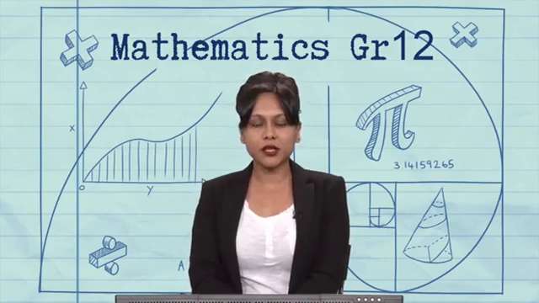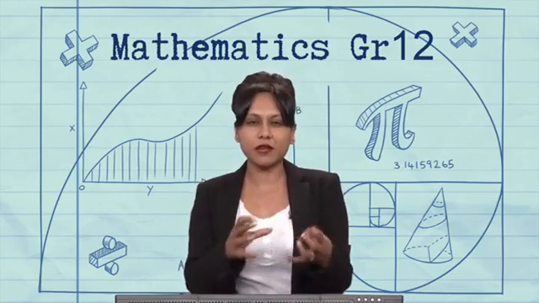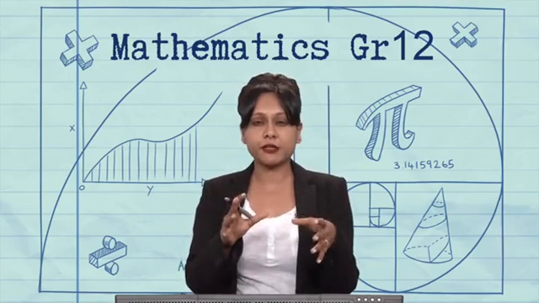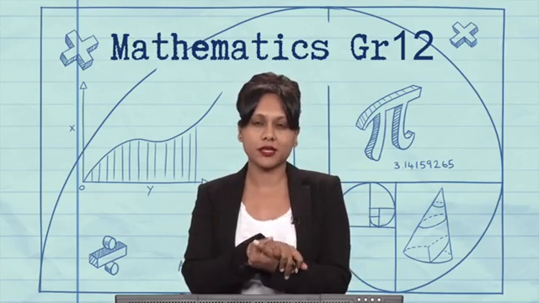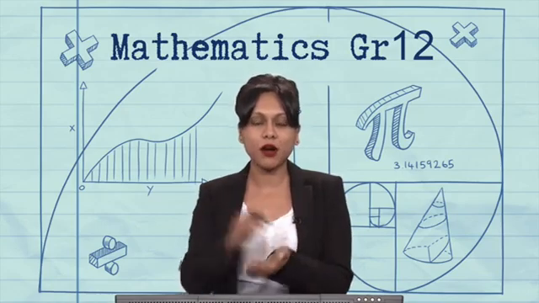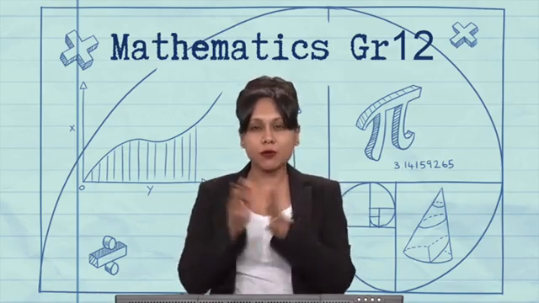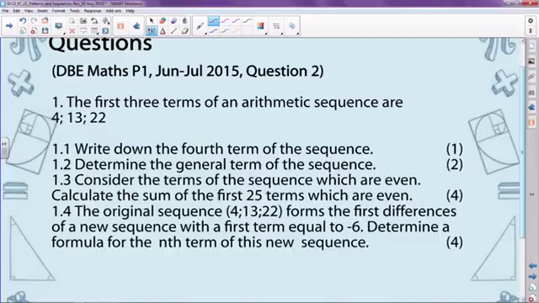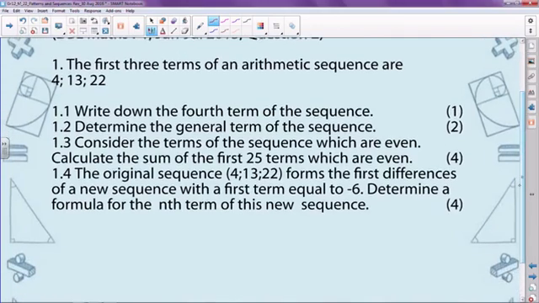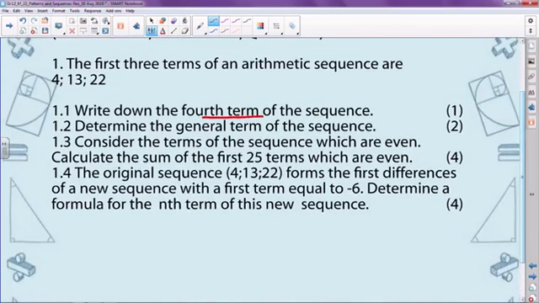Right, guys, so this question here, all you had to do was take down the key information, work out your common difference, and see if you could make sense of what the question was asking you to find in each part, okay? Let's go through it together. We want to get through all of these questions if possible. Okay, so you were told that the first three terms of an arithmetic sequence are 4, 13, and 22. You were asked to write down the fourth term of the sequence.